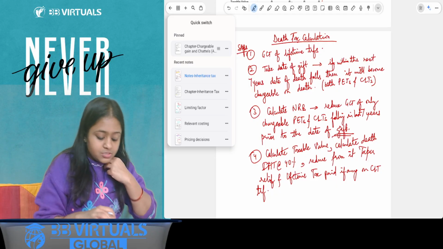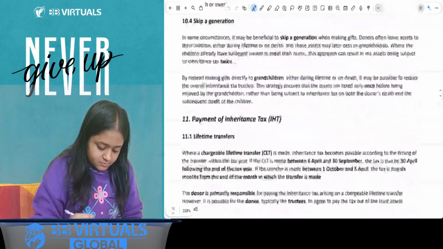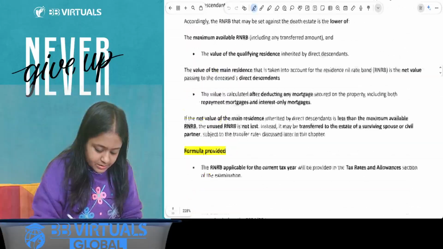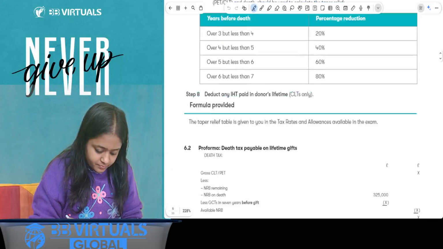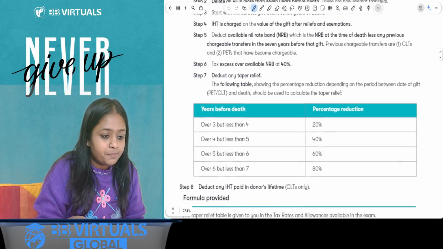Okay? So now please look here. I will show you in the book. I have already inserted the table. Okay, can you see this table? This is your taper relief. Now, what is taper relief?